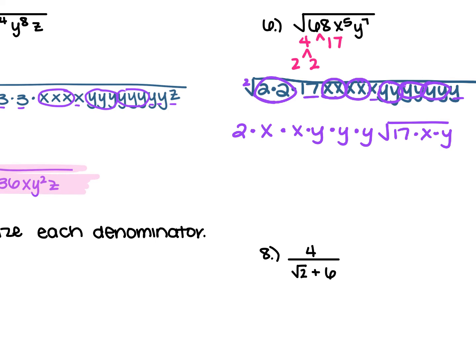So this, if we bring it all together, 2 times x times y times y times y is going to be 2x squared y cubed. The 17 times x times y is just the square root of 17xy.